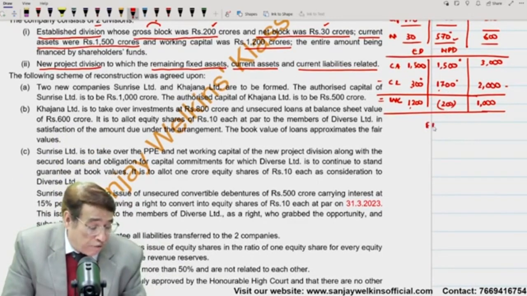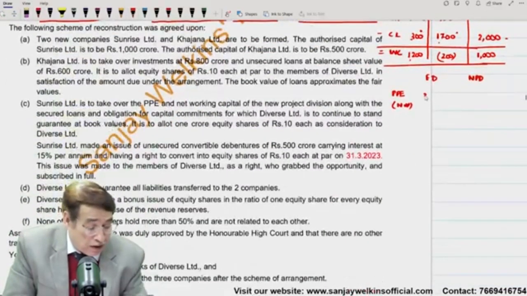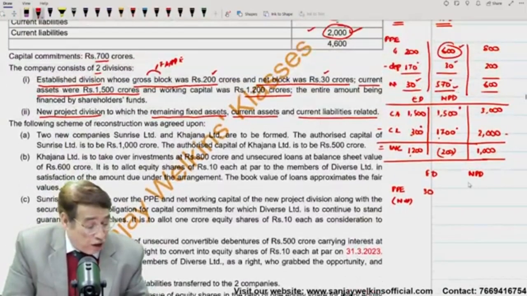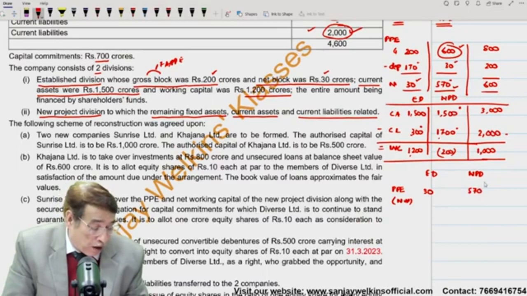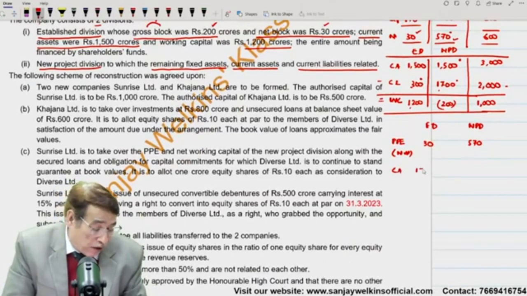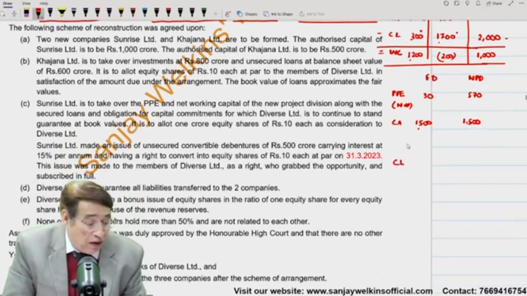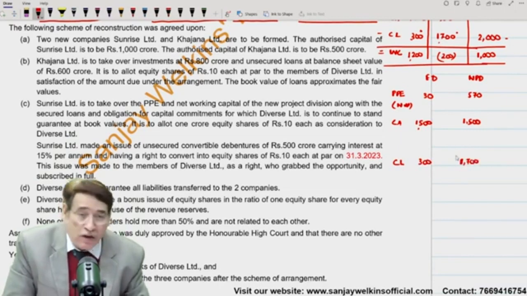Now, in this question, we have figured out that as far as property, plant and equipment is concerned, the net value of property, plant and equipment of this division is 30. Similarly, the net book value of this particular division with respect to property, plant and equipment is 570. As far as current assets are concerned, current asset is equal to 1,500, and even this division is having current asset equal to 1,500. Also, we are able to trace out current liabilities: 300 and 1,700. This is the scenario at this particular moment. Is it clear to you or not? Right, sir.